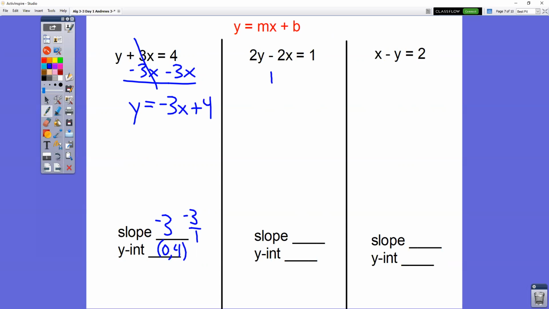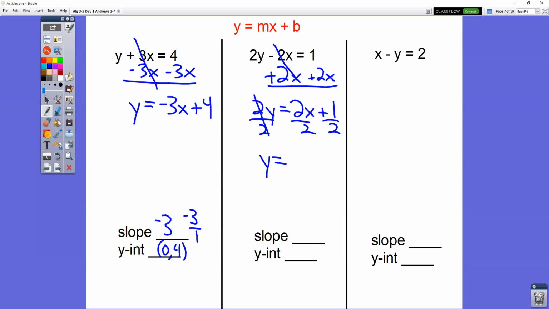So trying to get this 2y all by itself, you need to get rid of the minus 2x by doing plus 2x and plus 2x. So I have 2y equals, switching around the order, 2x plus 1. Divide by 2, divide by 2, divide by 2. Again, be very, very careful. 2 divided by 2 is 1.